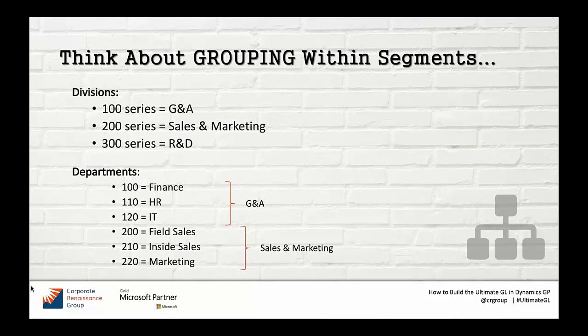It also makes it easier if departments move around. If all of a sudden you've got responsibility center managers on top of these, then in your trees in Management Reporter, you can just simply assign departments to them. So I think it's really important to think about grouping within the segments and thinking about segment structure as reserving numbers for departments. Say the one series is G&A, the two series is sales and marketing, stuff like that.